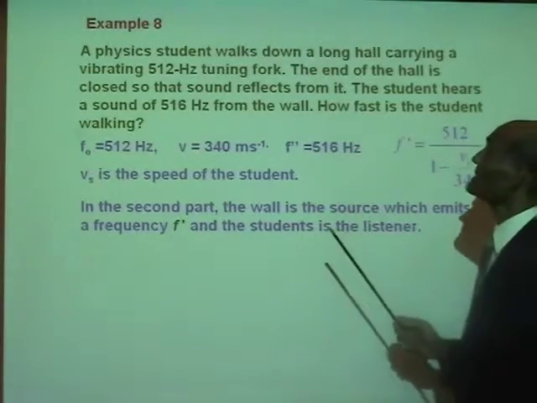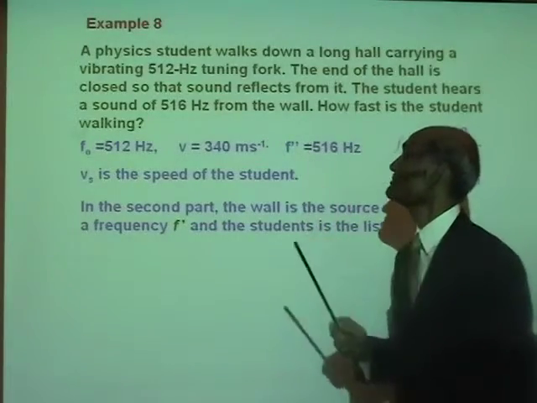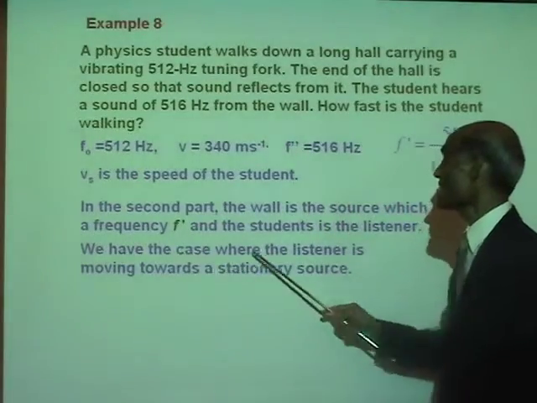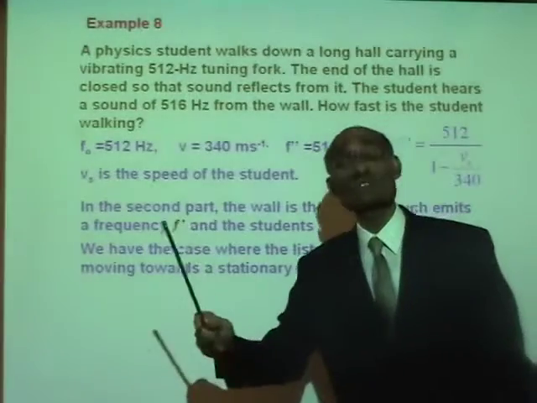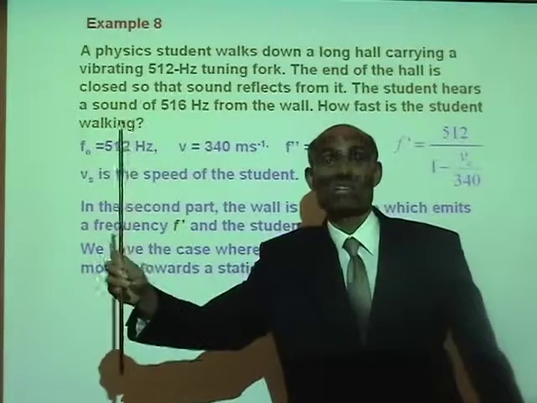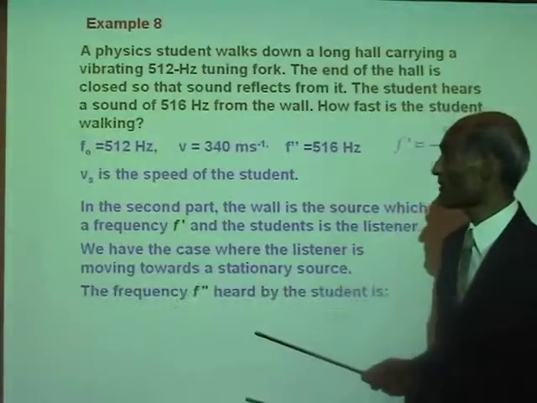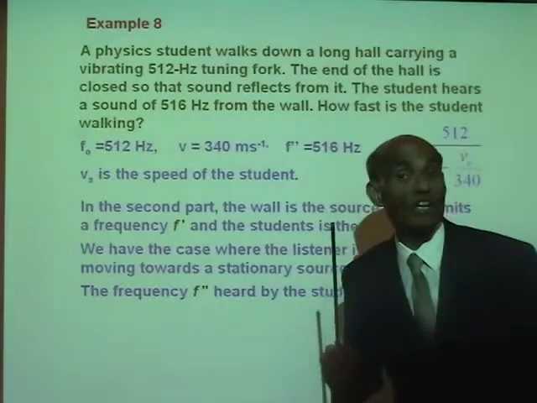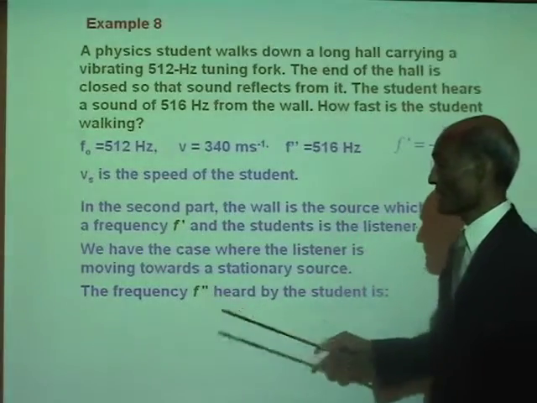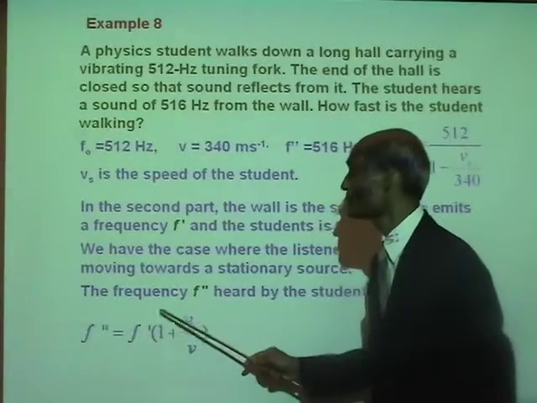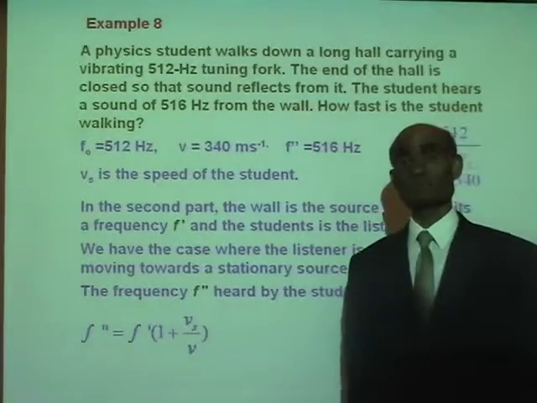And the student is now going to receive this f double prime. We know that value. We have the case where the listener is moving towards a stationary source. The wall is not moving, it's stationary. The student is moving towards that wall. What is the frequency the listener hears when a listener is moving towards the source? F double prime equal to f prime times 1 plus Vs over V.